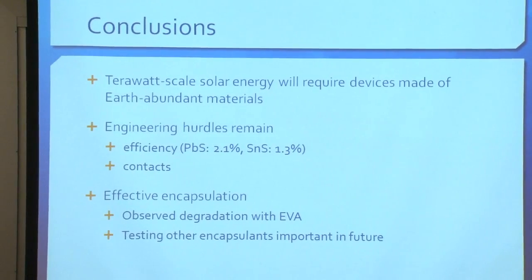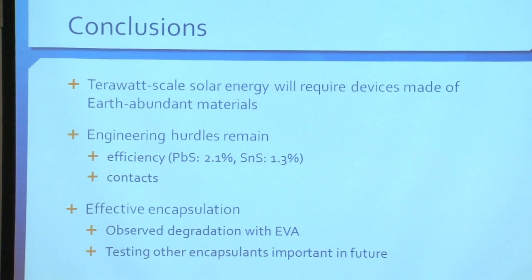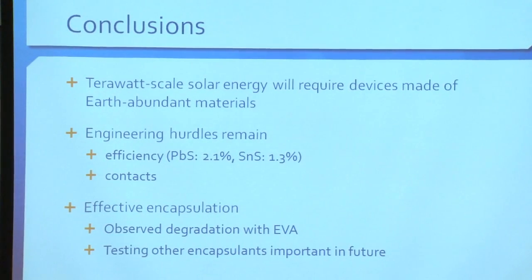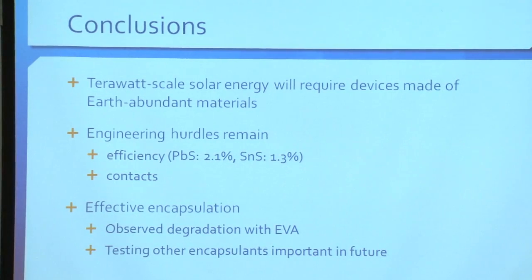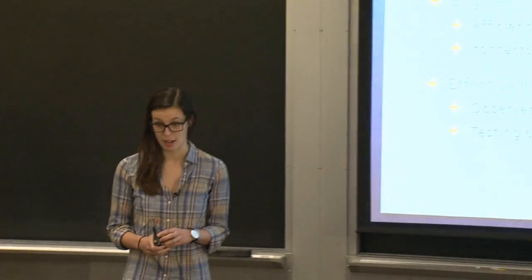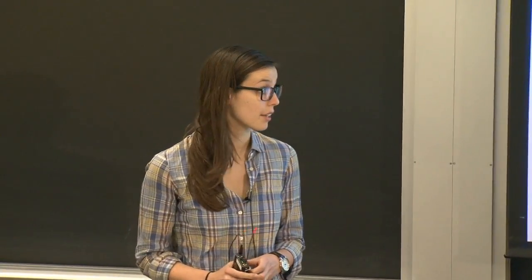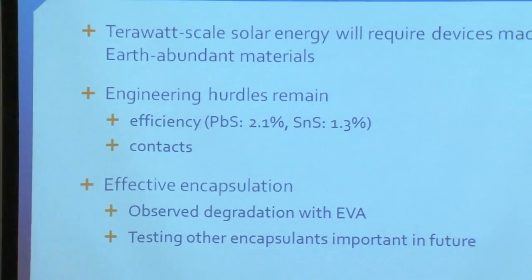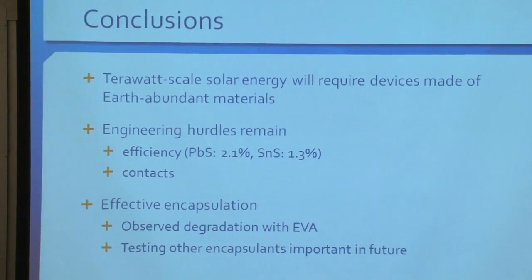So if we're going to achieve terawatt scale electricity output with solar energy, we need new materials that are cheap and efficient. However, the materials we investigated still have a lot of work to be done before they can achieve that. In particular, they have very low efficiencies, and that's something that absolutely needs to be overcome. However, we focused more on some of the other issues, such as the contacts.